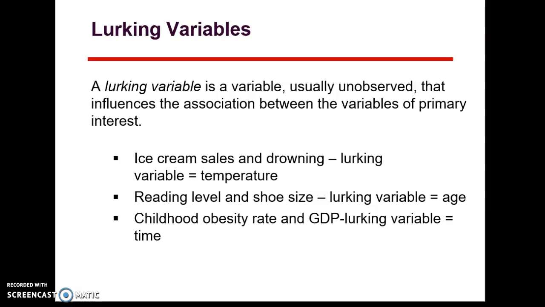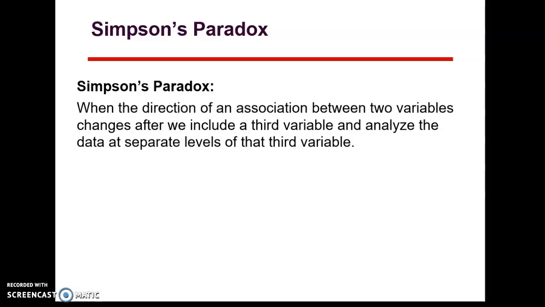How about the childhood obesity rate and the gross domestic product? That's what the GDP stands for. Both of these actually have a lurking variable of time. Over time, the gross domestic product, the amount of products produced in the United States, increases. And over time, obesity has increased also in the U.S. So there's something called Simpson's paradox. It says that the direction of association between two variables changes after we include a third variable and analyze it. So it's in one direction, and then we add a third variable, and the direction changes.